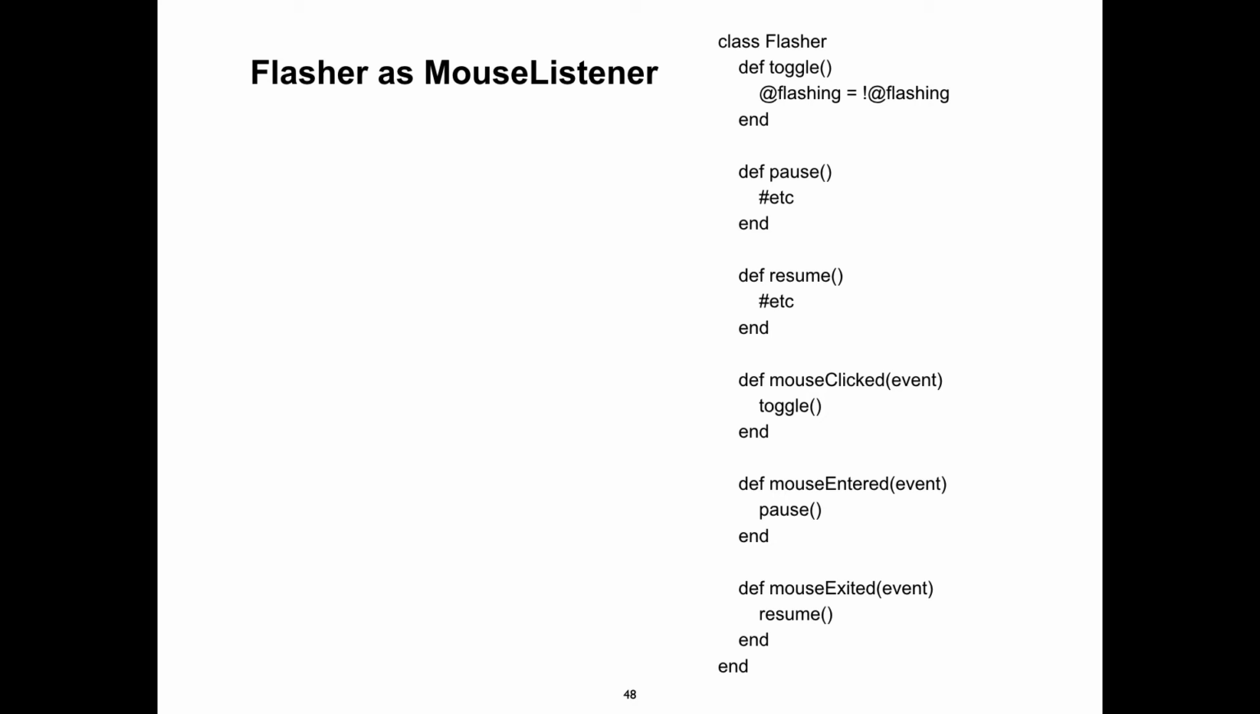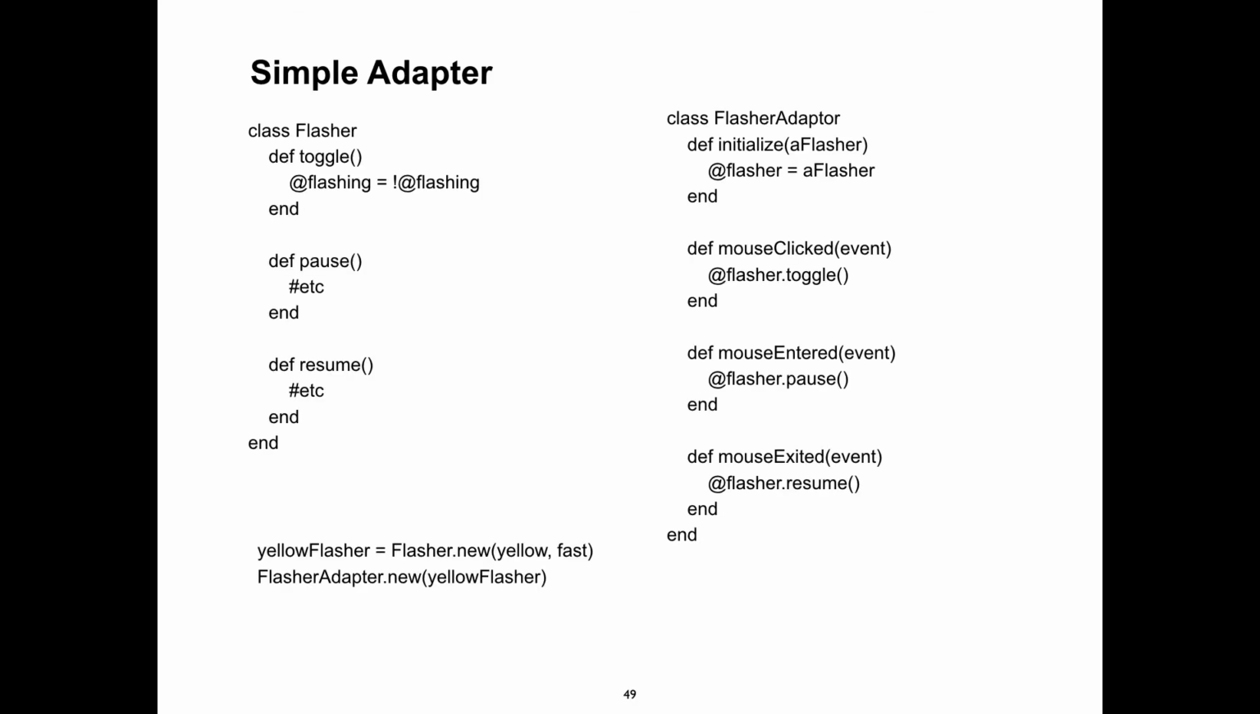In our flasher class, we can make it a listener. But now it's sort of weird because we've added methods that don't make sense to the flasher. So using an adapter, how can we adapt it? The straightforward adapter is we create a separate class for our adapter, and we give it the methods of the new interface, and then we map them to methods of the old interface.